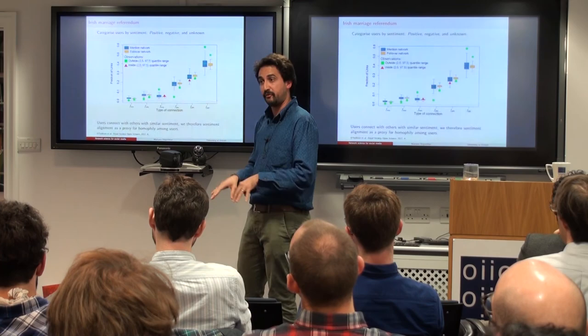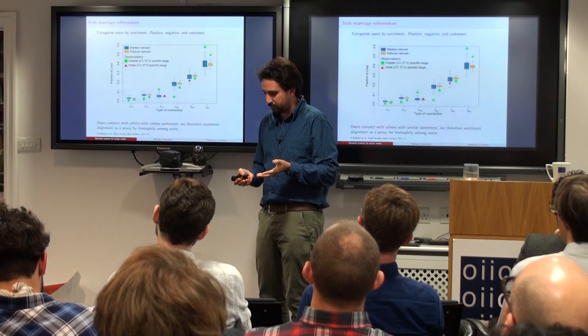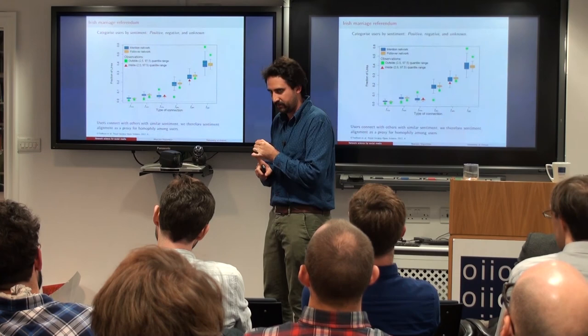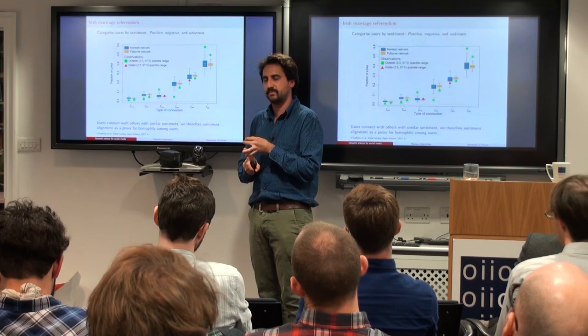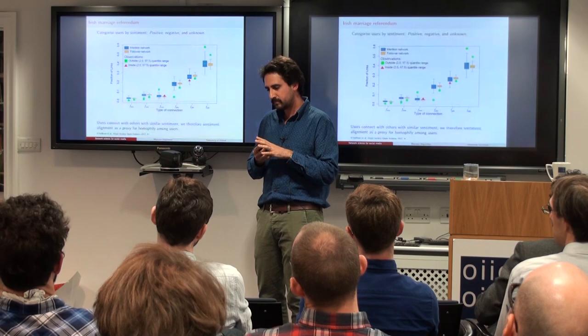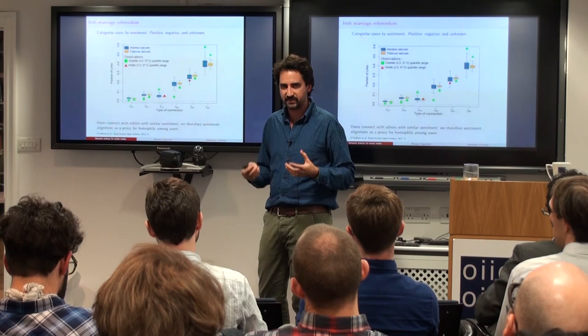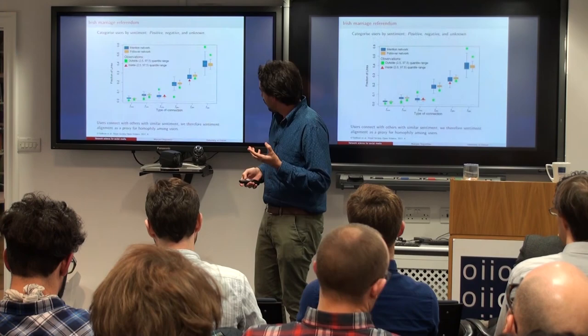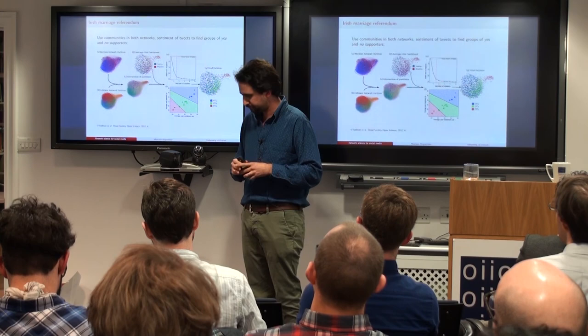So the leap of faith that we did here was, well, if the sentiment that I send is correlated with the sentiment that I receive, and people with similar sentiment tend to be more connected to each other than not, let's treat sentiment alignment as a proxy for homophily, right? So if people tweet with the same sentiment, we say that they tend to cluster with each other. This is an assumption which might be questionable, but we decided it was not completely outrageous to make.